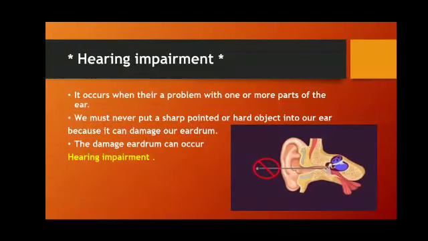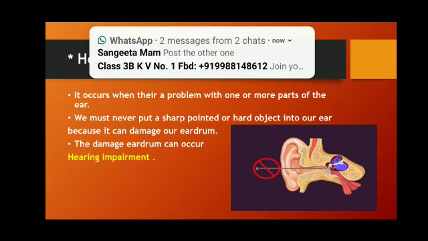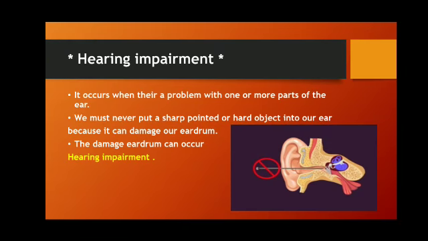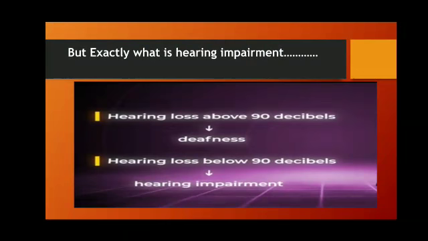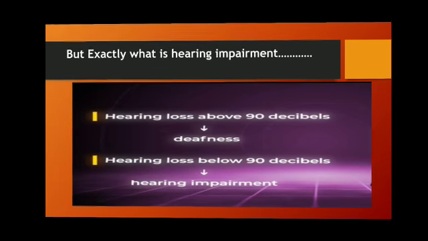Hearing impairment. It occurs when there is a problem with one or more parts of the ear. We must never put sharp, pointed or hard objects into our ear because they can damage our eardrum. A damaged eardrum can cause hearing impairment. But what exactly does hearing impairment mean? Hearing loss above 90 decibels is considered deafness. Hearing loss below 90 decibels is classified as hearing impairment.